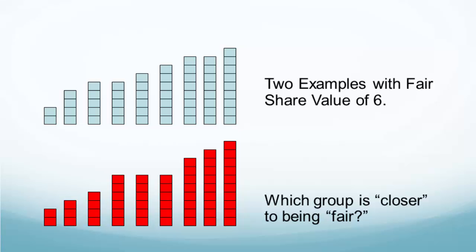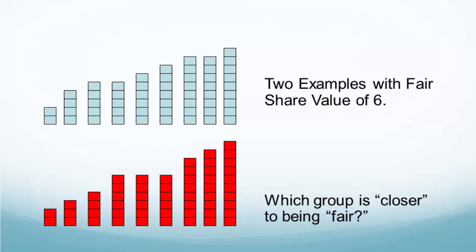And so I'll ask them another question. Of these 2 stacks, which one is closer to fair? Which one is closer to the fair share value of 6? So I'm trying to get them to think about the variability and which stack has a smaller amount of variability.